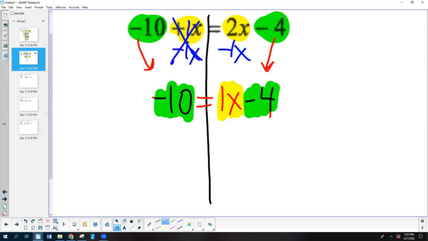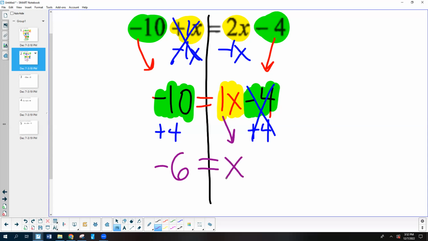All right, our next step is going to be to move our constant over to the opposite side, away from our variable term. So we're going to do the opposite of a -4, which is to add 4. Whatever we do to one side, we have to make sure we do to the other side. -10 plus 4 is going to give us -6. And then notice we have 1x. Whenever we just have x by itself, there's only one of them, so actually this is our final answer. x equals -6. And that is variables on both sides.